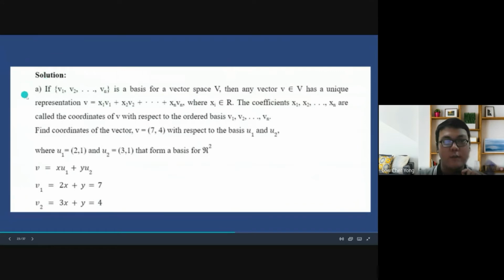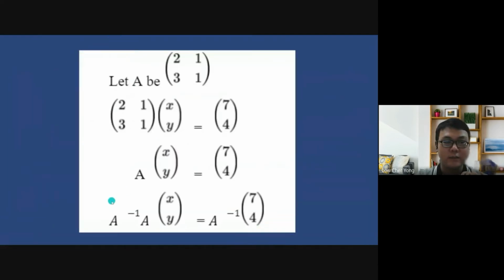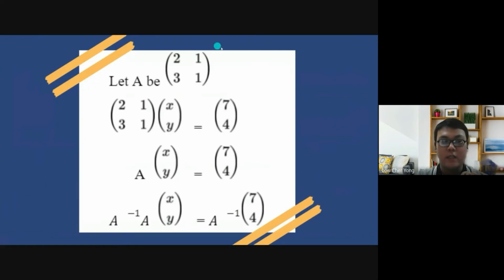So the solution for part A, for the question we get that v equals x u1 plus y u2. Then we substitute the value for u1 (2, 1) and u2 (3, 1) inside the equation. We get equation 1: 2x plus y equals 7, and equation 2: 3x plus y equals 4. And next, we write both equations in matrix notation form. We let A equal to (3, 3; 1, 1).